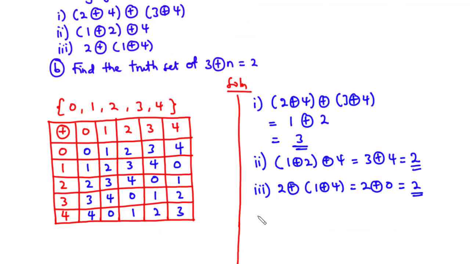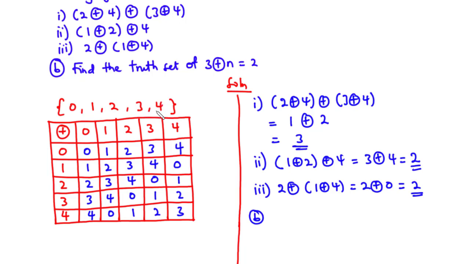Now let's solve for B. We are going to find the truth set of 3 plus n equals 2. So basically what we are going to do is find the value of n which satisfies this equation. So we are going to put n to be each of the numbers in the set, that is 0, 1, 2, 3, and then 4.